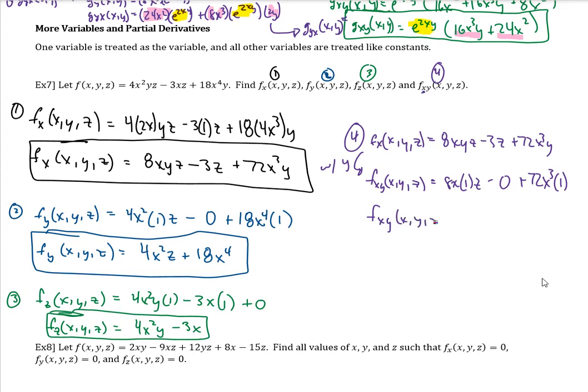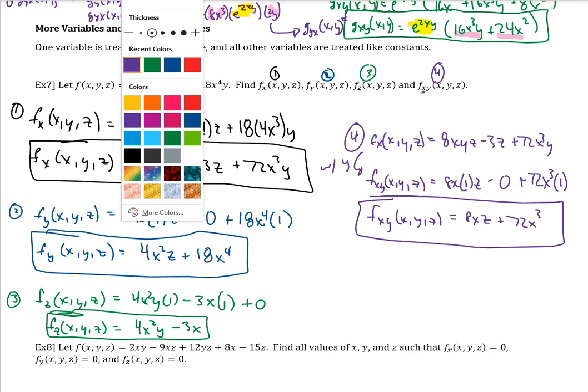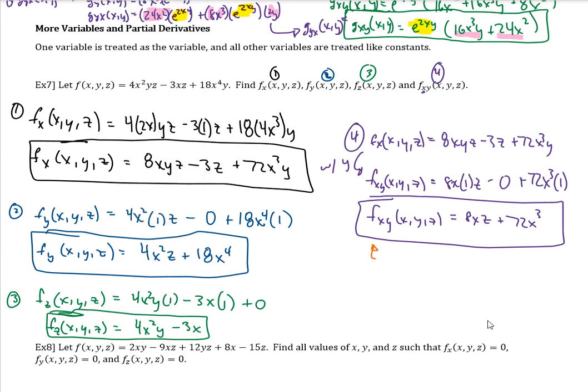If we simplify it a little bit, we've got 8xz and then plus 72x cubed. Okay, so that's it. So we found it. There's one way, let me just put it in orange. This should equal that as well.